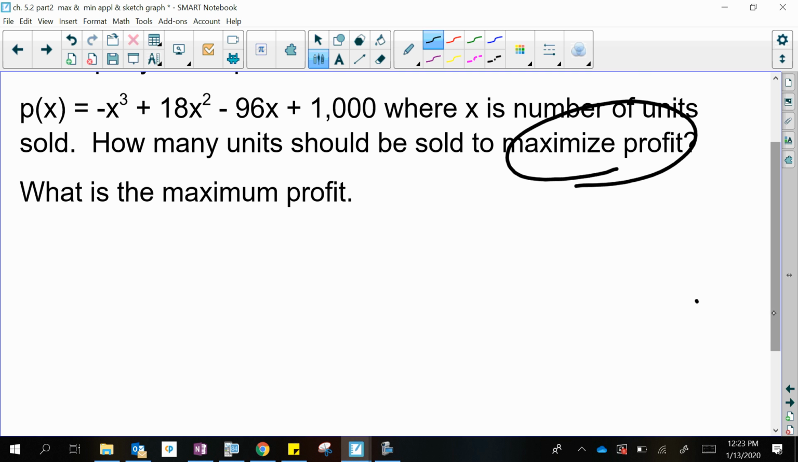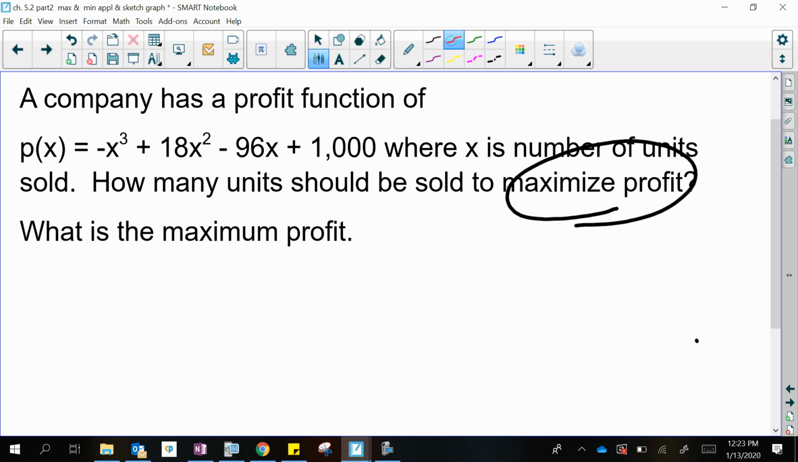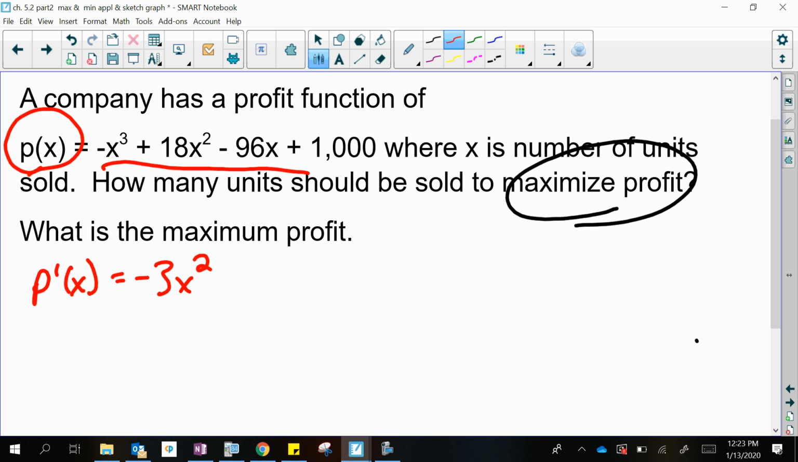If we want to find out how to maximize profit, it's really just trying to find max extrema, right? So if we have a profit equation, what can we do? Take the derivative, find critical points, and find which ones are maxes and which are mins, right? Okay, so let's try it. First we're going to take the derivative of the profit equation. So we get negative 3x squared plus 36x minus 96.